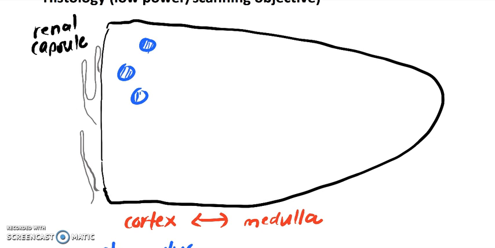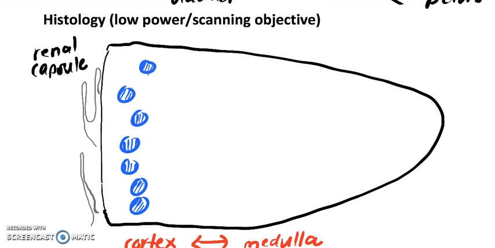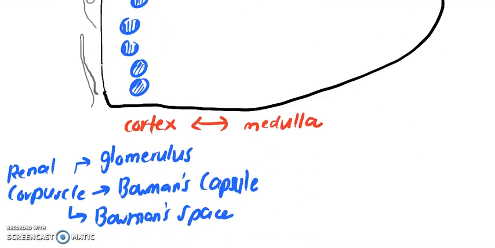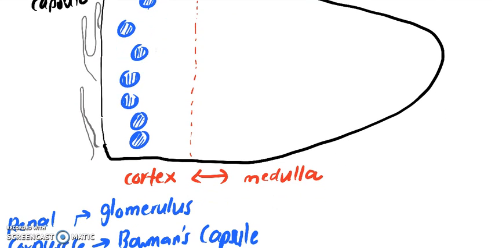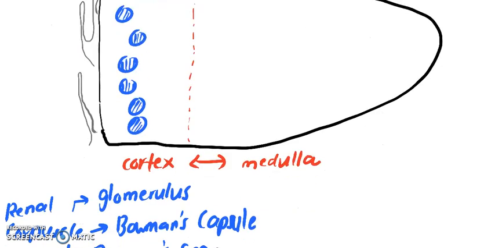Kind of like, I guess, pepperoni only at the top near the crust of your pizza. So here are my renal corpuscles. Remember, a renal corpuscle consists of those three pieces down here. Once you stop seeing those renal corpuscles, you are no longer in the cortex, but you have dipped down into the medulla. So no pepperoni slices, you're not in the cortex.